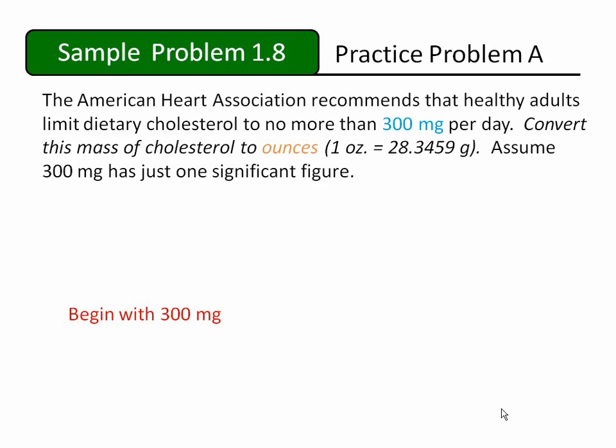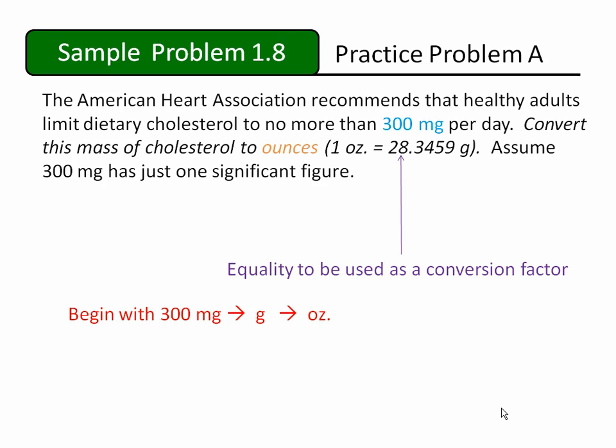But where do we go from there? The problem gives us some information about what an ounce is equal to, but that information doesn't involve milligrams, and we're going to have to cancel milligrams in our first conversion factor. The milligram is a unit of mass that can be converted into any other metric mass unit. We can easily convert milligrams to grams, and then, in another step, we'll use the equality given in the problem to convert grams to ounces.